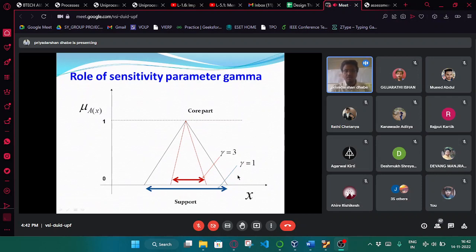So if I increase the value of gamma, the support part will reduce. If I say the value of gamma is equal to infinity, your fuzzy set will collapse into a crisp set, and your set will provide only two possible values, 0 or 1. That's why fuzzy sets are generalizations of the crisp set.